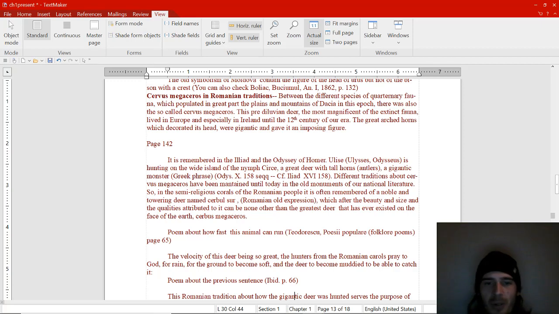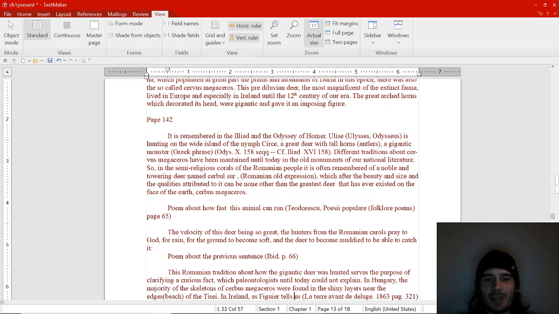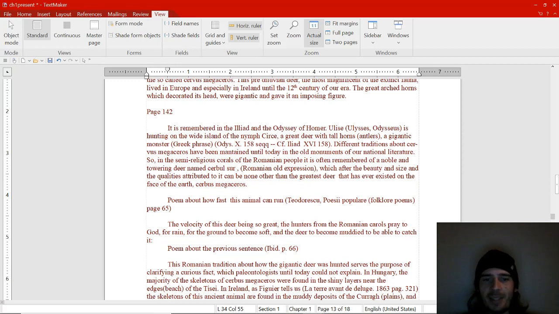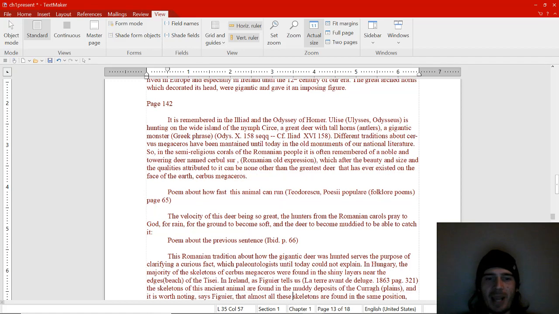Then there are some poems. One is about how fast this animal can run. Oh, the next one is a good one. The velocity of this deer being so great, the hunters from the Romanian carols prayed to God for rain, for the ground to become soft, and the deer to become muddied to be able to catch it.